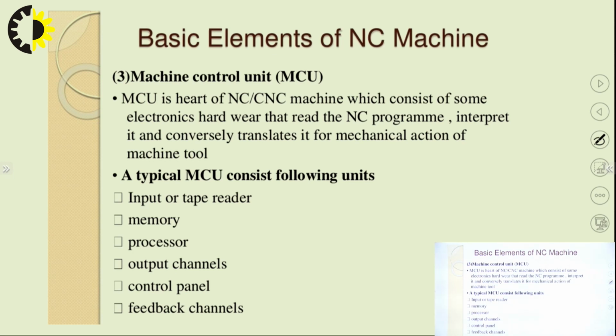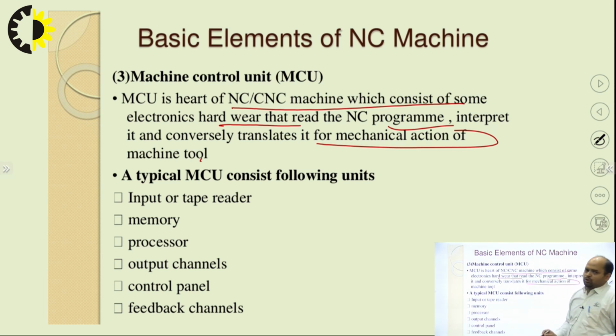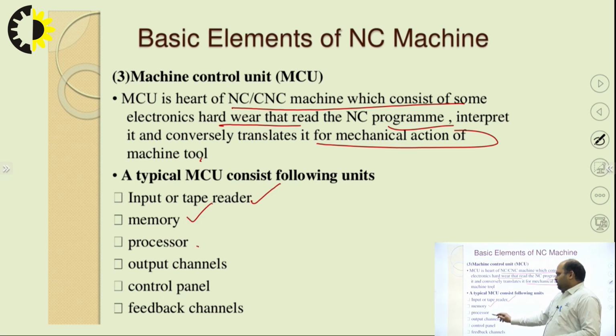The machine control unit is the heart of the machine. It consists of some electronics and hardware and reads NC programs, interprets them and translates them into mechanical actions of the machine tool. For execution on the machine tool, the machine control unit provides the information. The components of the machine control unit are tape reader, memory, processor, output channels, control panel and feedback channels.